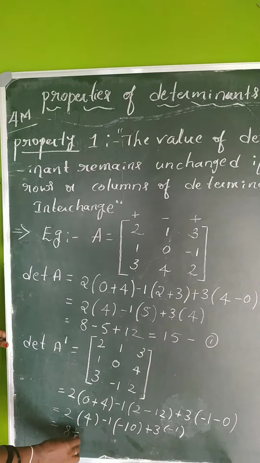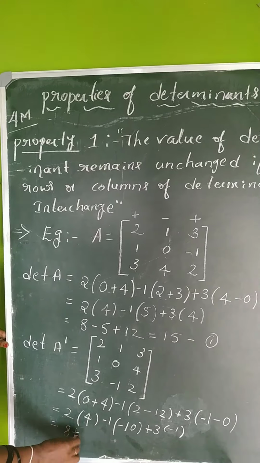If you compare equation 1 and 2, the determinant value remains unchanged. Here also we got 15, and here also 15. That means you consider a 3 cross 3 matrix and find its determinant. Next, for the same matrix, you take the transpose of that matrix and again find the determinant, and the values will be the same. That is the first property of the determinant: the value of a determinant remains unchanged if the rows or columns of a determinant are interchanged.